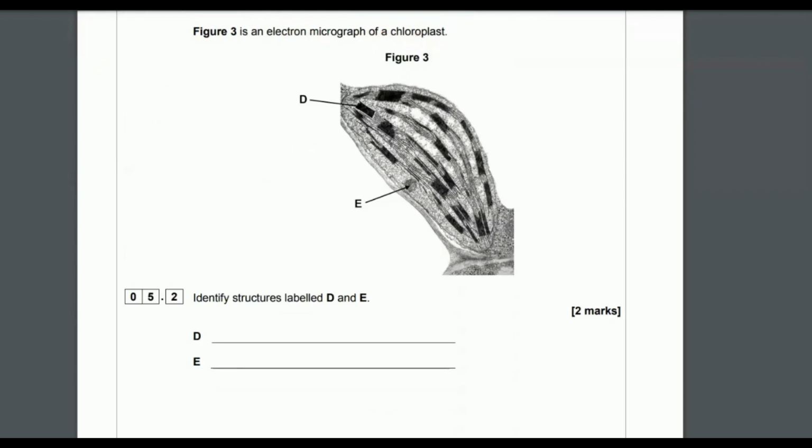Pause the video, have a go. You've got to identify what is D and what is E on this electron micrograph. So what is structure D? Well, it's pointing at a stack of thylakoids. So you can either say thylakoids or a stack of thylakoids or the thylakoid membrane, because it's hard to differentiate if it's pointing to the whole thing or a group, or you can say granum or grana, singular or plural for a stack of thylakoids.